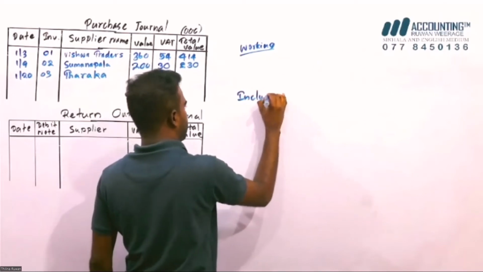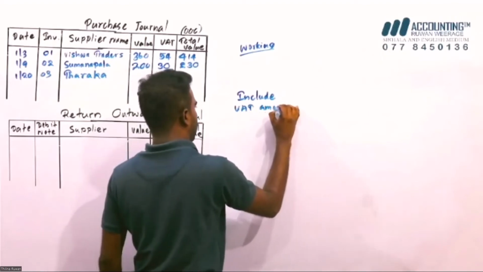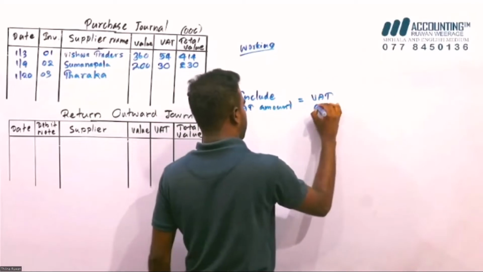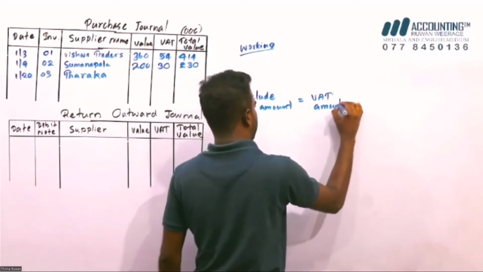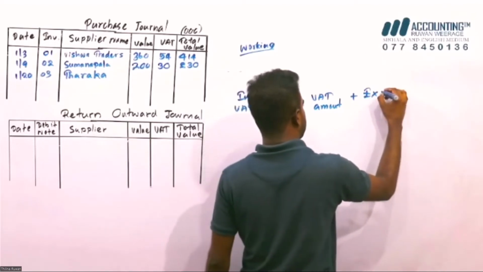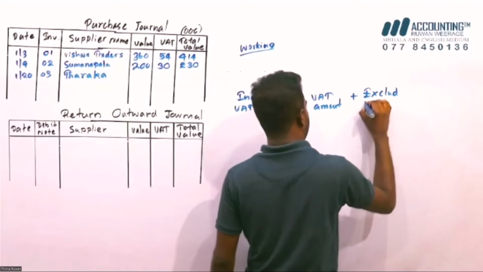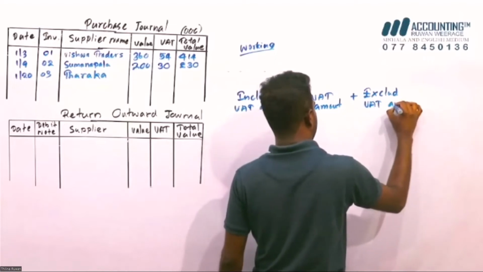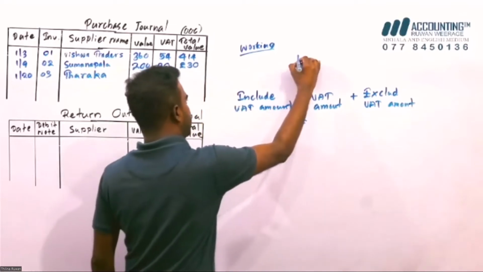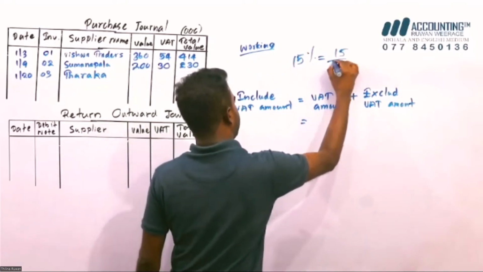Included VAT. VAT amount equals VAT amount plus excluded VAT amount. Without VAT amount, excluded VAT amount. Right. 15% percentage. That means 15 divided by 100.